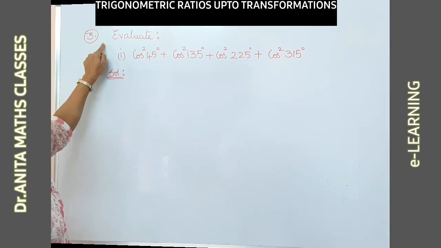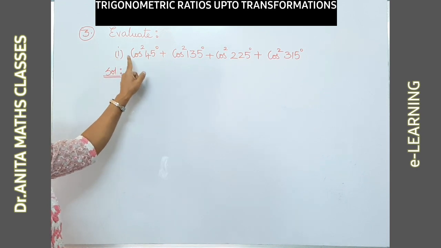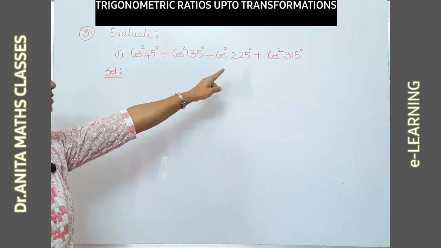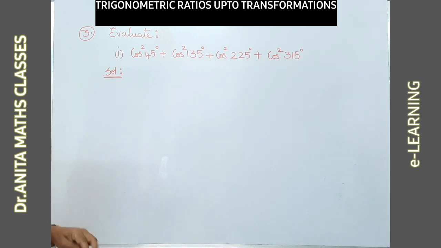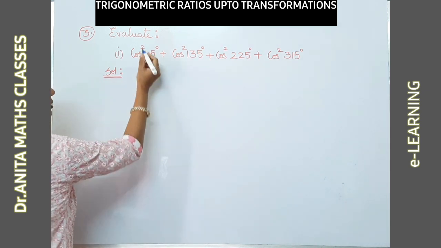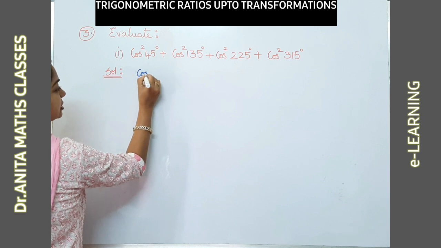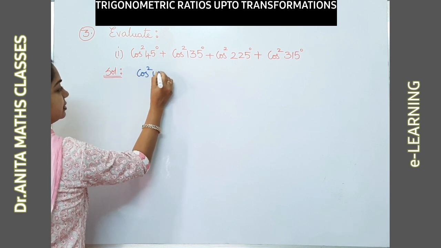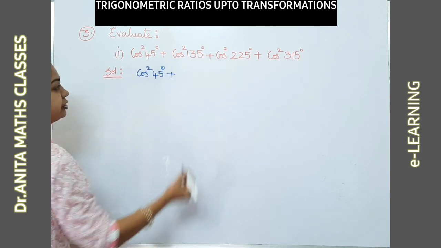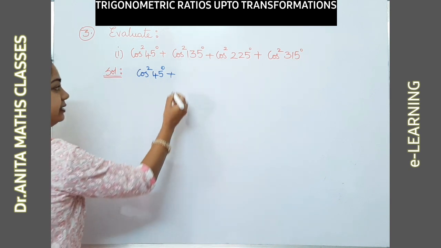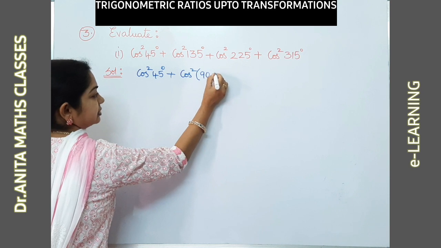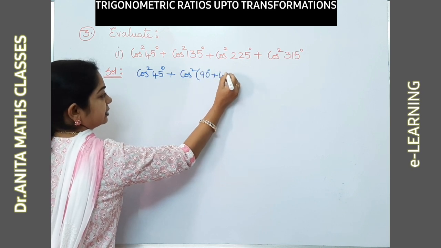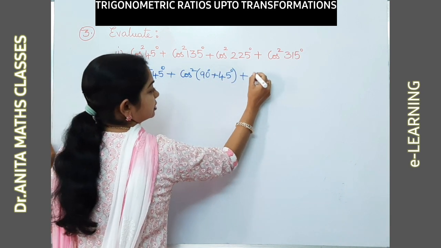Let's see the third problem. Evaluate: cos square 45, cos square 135, cos square 225, cos square 315. All are cos functions. Here we will write this as cos square 45 degrees. Now cos 135 degrees I can write as cos square of 90 plus 45 degrees.